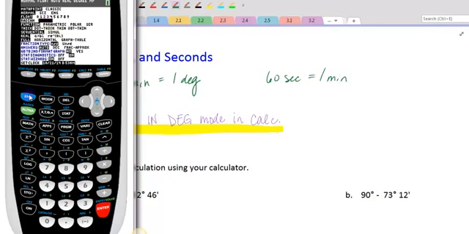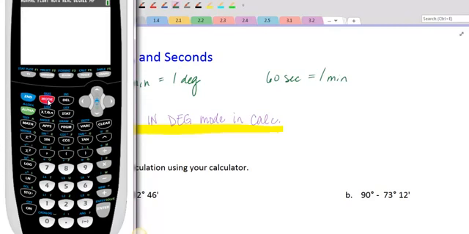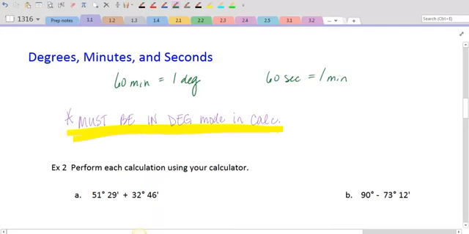If I want to go back to the home screen, I hit second mode, which takes me back. Now, what we want to do here is add 51 degrees 29 minutes to 32 degrees 46 minutes. You would have to carry and do some addition that we really don't want to worry about doing by hand, because we can do this in the calculator.